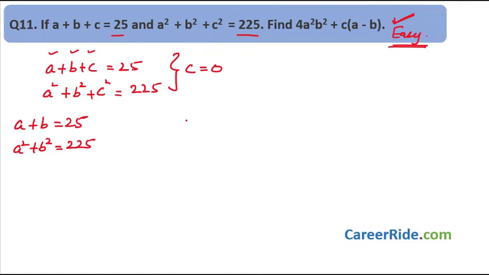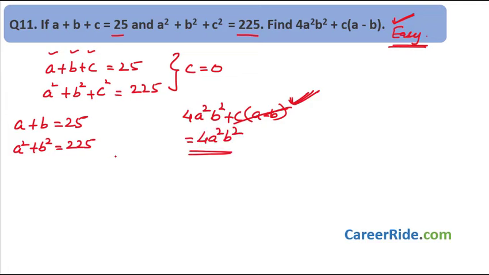Let's see what I have to find out. I have to find out 4a square b square plus c into a minus b. Now just see, the moment I assume c equal to 0, in this new expression the value of c becomes 0, this gets cancelled out, this gets finished. So what I'm left with is only 4a square b square to find. Very easy now. Okay. Now let us see how to use this. Now I'm given a plus b is equal to 25.